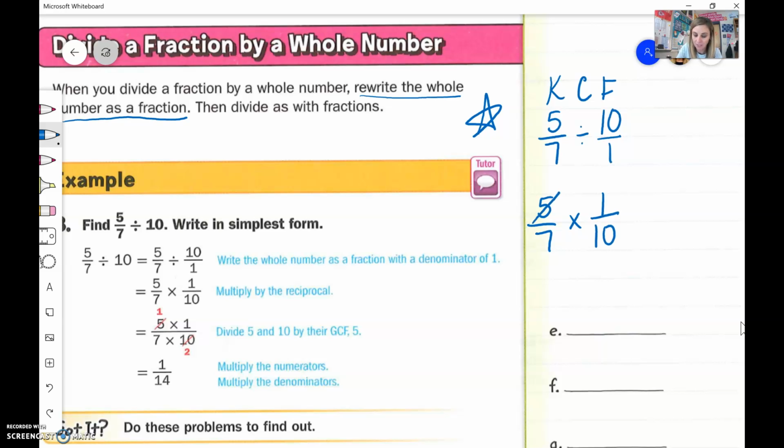Now take a look. We can cross simplify. We can divide each of those by 5. 5 divided by 5 is 1. 10 divided by 5 is 2. We multiply across. 1 times 1 is 1. 7 times 2 is 14, and I get 1/14.